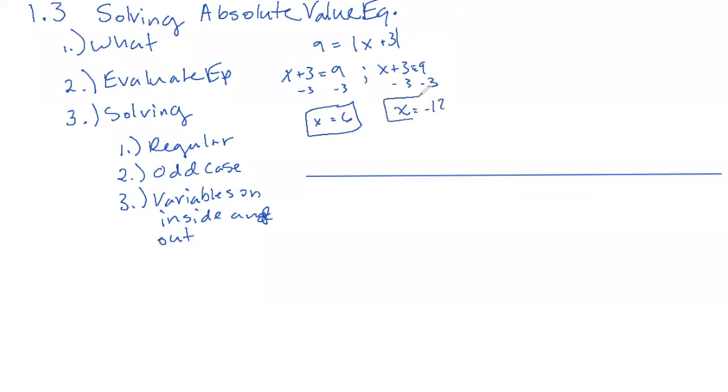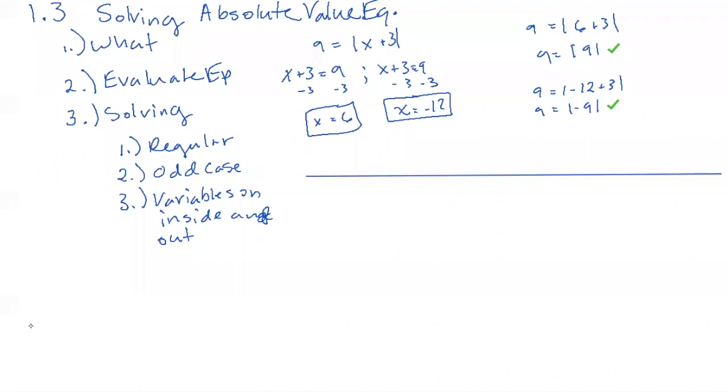Now what I want to do real quick is check and make sure that I'm right. So we've got 9 equals the absolute value of 6 plus 3, which of course means the absolute value of 9 is 9. And we know that is correct, so that's good. Then we want to see, okay, is 9 equal to the absolute value of negative 12 plus 3? And we can see that 9 equals the absolute value of negative 9, because negative 12 plus 3 is negative 9. And of course it is. So there we go.